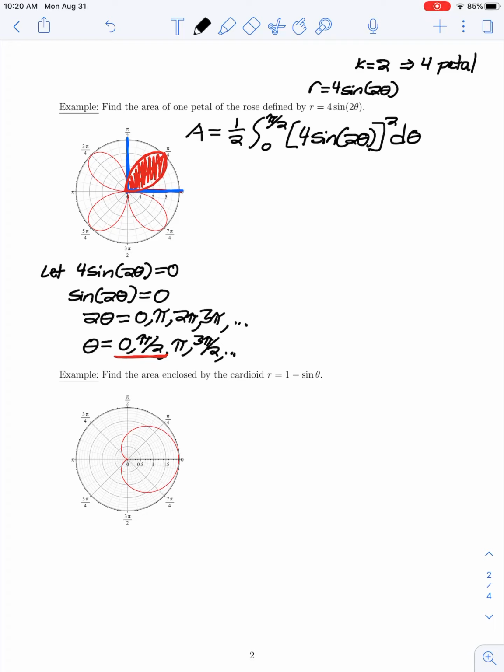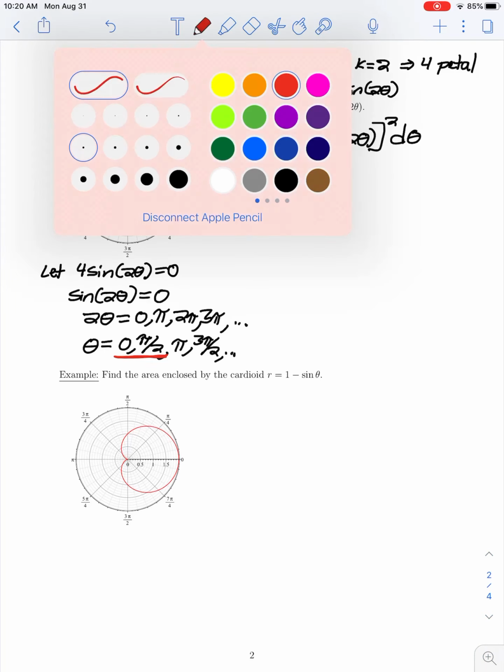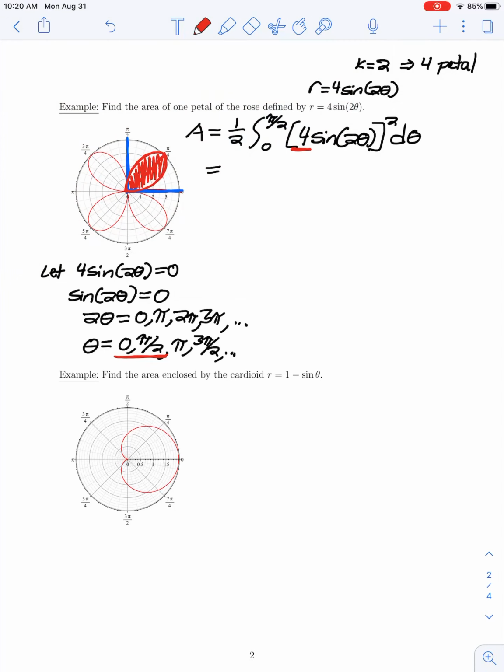So let's see what we'll have here. When I square this term, I'll start by taking my 4 squared, which is 16, and then factoring that constant out in front of the integral and grouping it with the constant 1/2, I have 16 over 2, or 8, times the integral from 0 to pi over 2 of sine squared of 2 theta d theta.